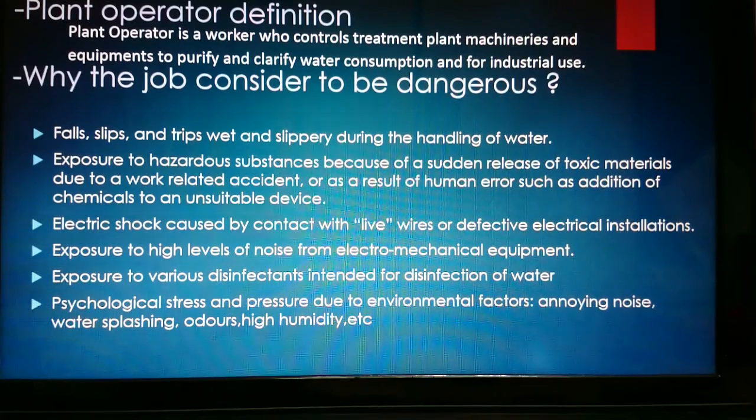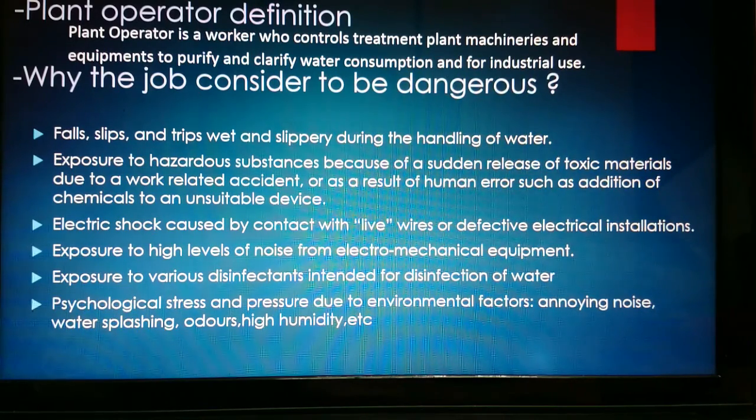What is a plant operator, actually? A plant operator can be defined as a worker who controls treatment plant machineries and equipment to purify and clarify water for consumption and for industrial use. As it deals with machineries and equipment, it is considered to be dangerous. Why is it dangerous though?